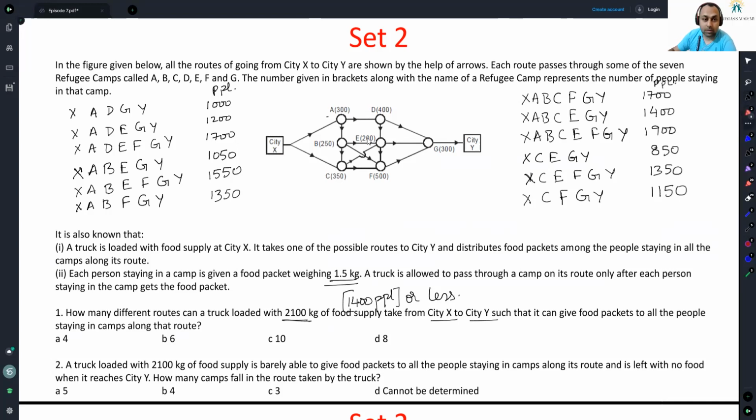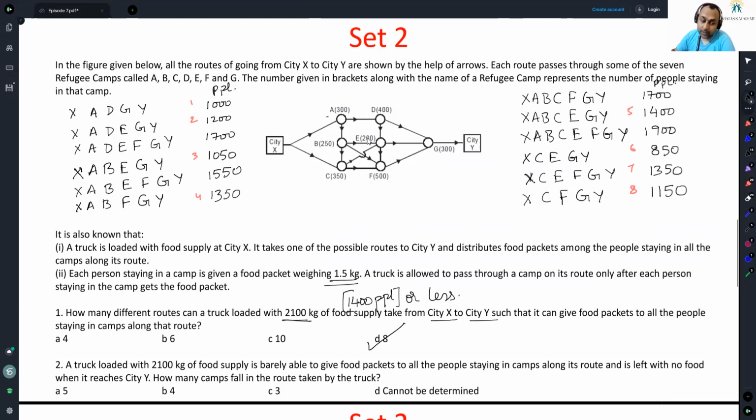Let me count. 1, 2, 3, 4, 5, 6, 7, and 8. Okay, 8 routes can be taken. So answer is option D, 8.